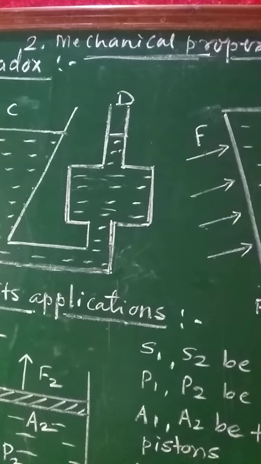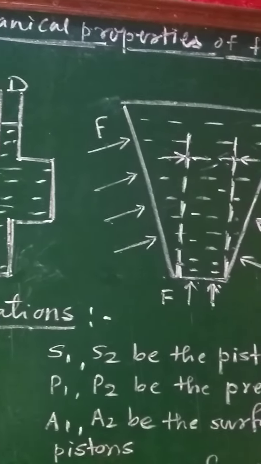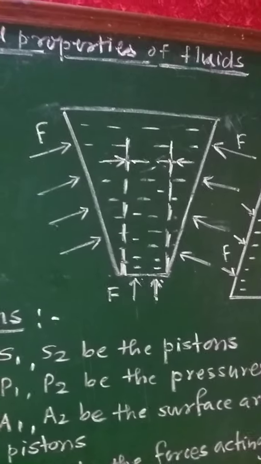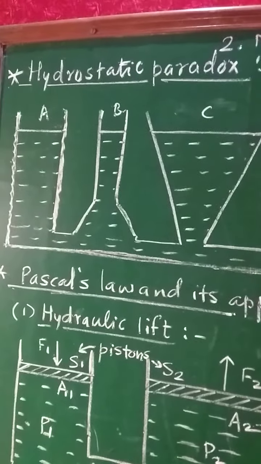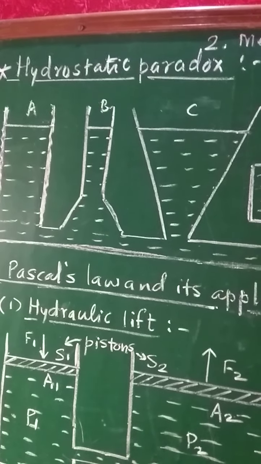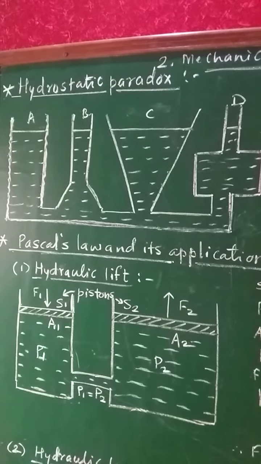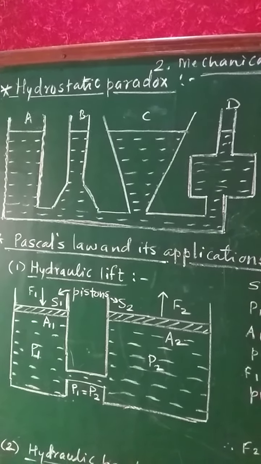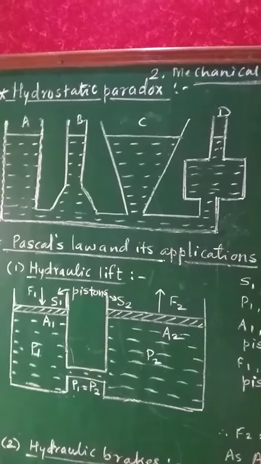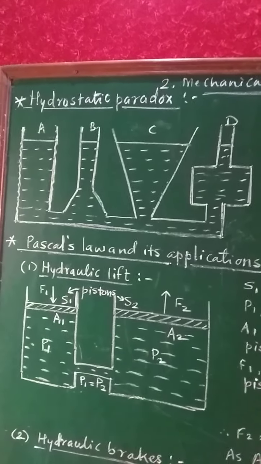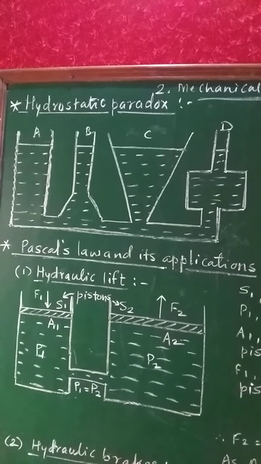Class 12th, second chapter from physics, mechanical properties of fluids. Let us see the concept of hydrostatic paradox from this chapter. For explaining the concept of this hydrostatic paradox, we have considered here 4 vessels. But let us see first what is the concept of hydrostatic paradox.